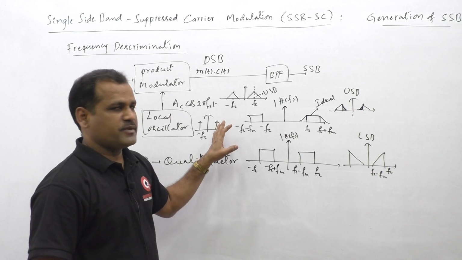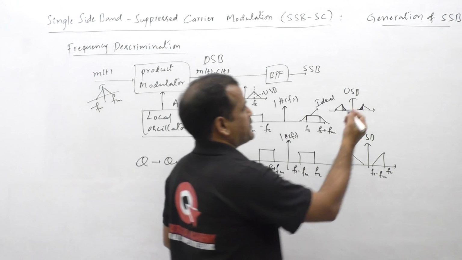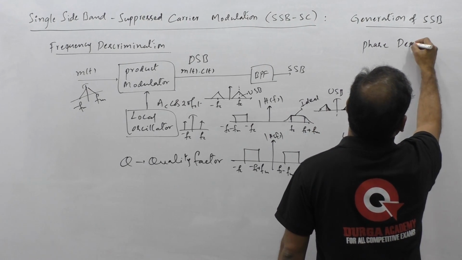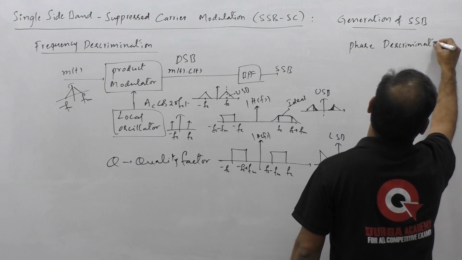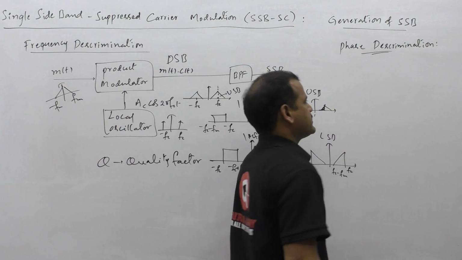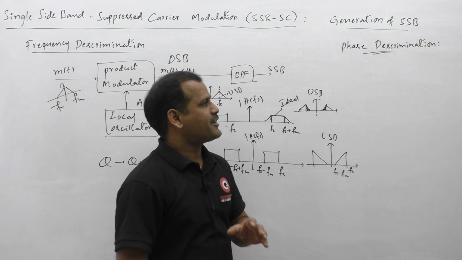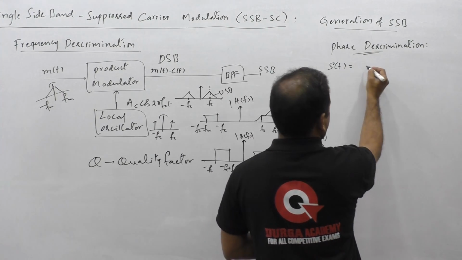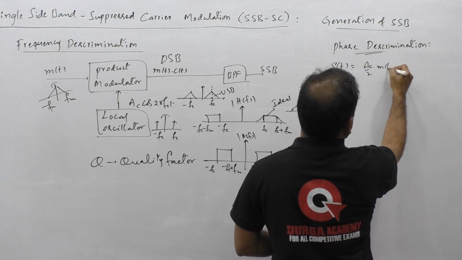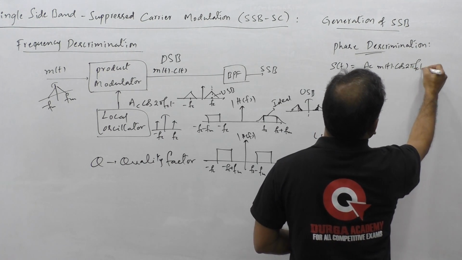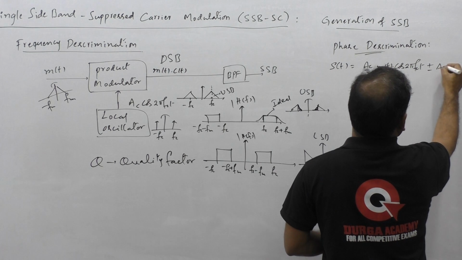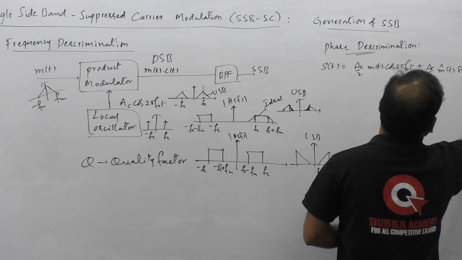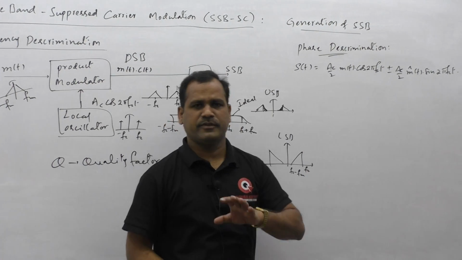So this frequency discrimination method is rarely used. The phase discrimination method is popularly used here. Let us see the second technique, the phase discrimination method to generate SSB. For this, let us consider the standard or canonical form of the SSB signal. We have the representation in time domain. For SSB it is Ac by 2 m of t multiplied by cos 2 pi fct plus or minus Ac by 2 m cap of t sin 2 pi fct. This is the time domain representation for the SSB signal.